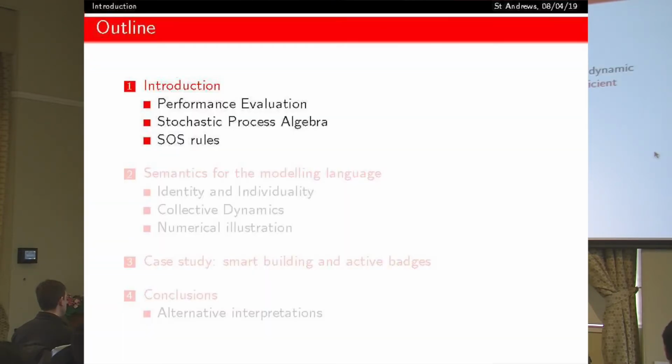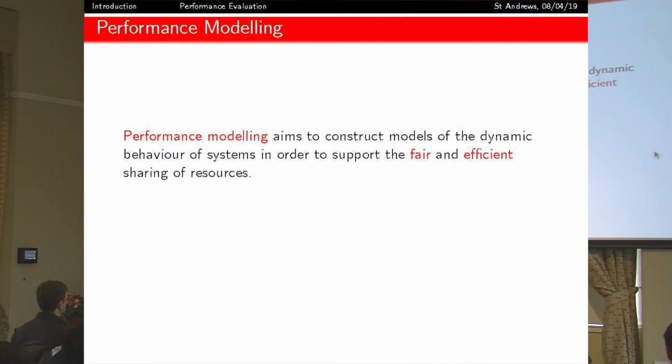So performance modelling is modelling of the dynamics of systems. You're perhaps more familiar with things like functional modelling, where we look for the correctness of systems. We want to know what they are able to do. With performance modelling, we're interested in things like timing and probability, because we want to ensure that the resources in the system are used in a fair way and in an efficient way.